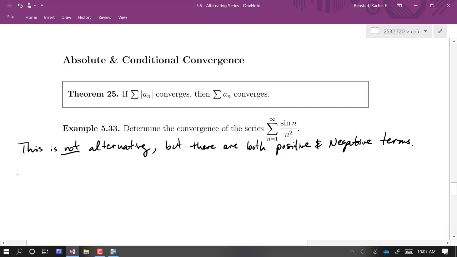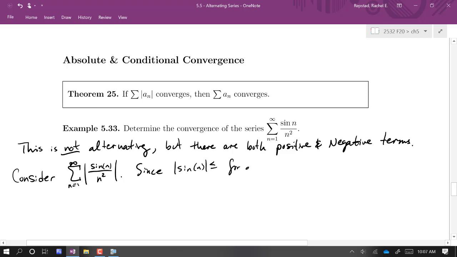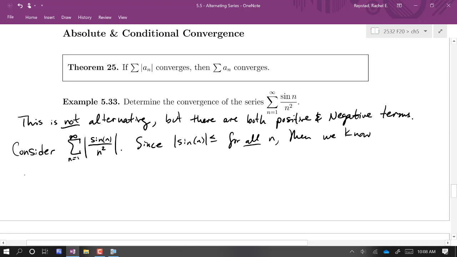So what we're going to do is consider the series where I just take the absolute value, absolute value of sine of n, over n squared. Now, since the absolute value of sine of n is no bigger than 1 for all n, then we know we can make a comparison: this series, absolute value of sine of n over n squared, is less than or equal to the series whose terms are just 1 over n squared. This is a convergent p-series.